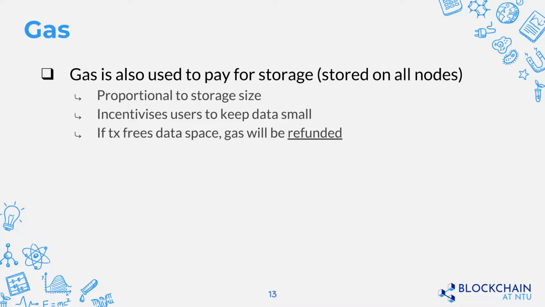So for today's topic, we're going to be talking about smart contracts, right? And these smart contracts are stored on the blockchain. So it makes a lot of sense to optimize your code such that it's as short as possible and as quick as possible so that it doesn't use up too much gas when you store it on the blockchain. So optimization is important when you're writing smart contracts. And lastly, if your transaction frees data, gas will be refunded.